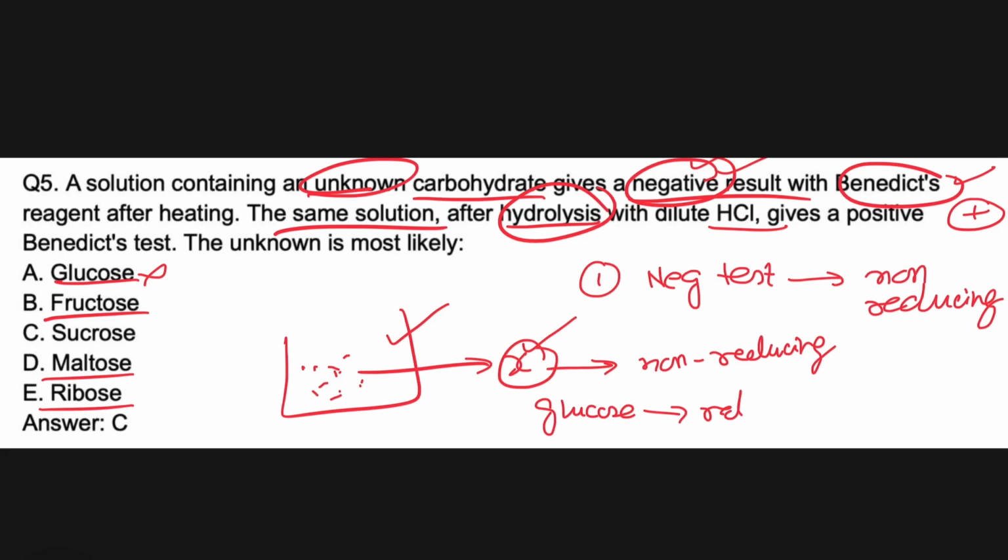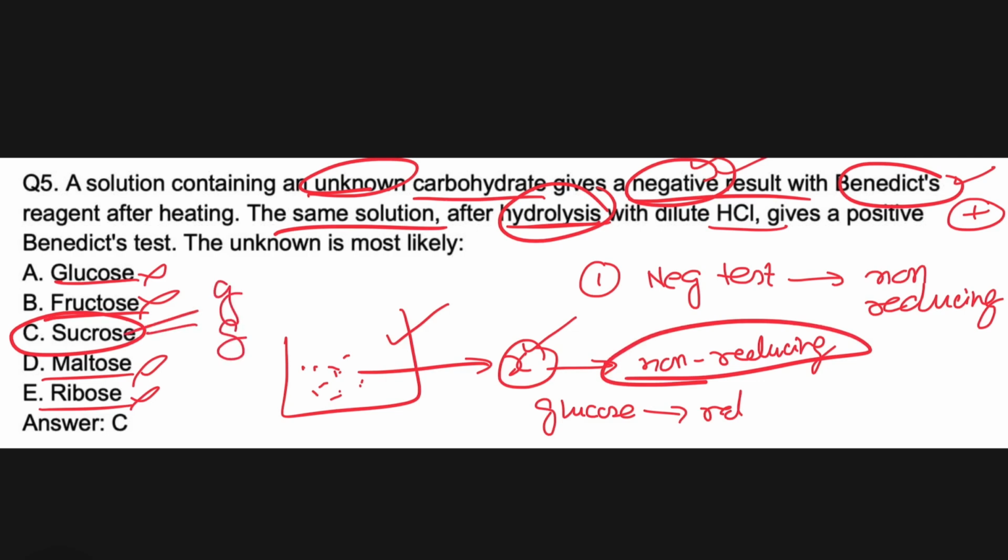And if you don't get it, look at the second statement. It says after hydrolysis, so you cannot do hydrolysis of these sugars because they are already monosaccharides. How can you break them down into their components? Okay, so your correct answer is sucrose. Why? Because you can do hydrolysis of this sugar. It will give you a negative Benedict test because it's a non-reducing sugar, and if you do hydrolysis of sucrose, you're going to get glucose plus fructose, which are reducing sugars, which means that they are going to give you a positive Benedict test after hydrolysis.